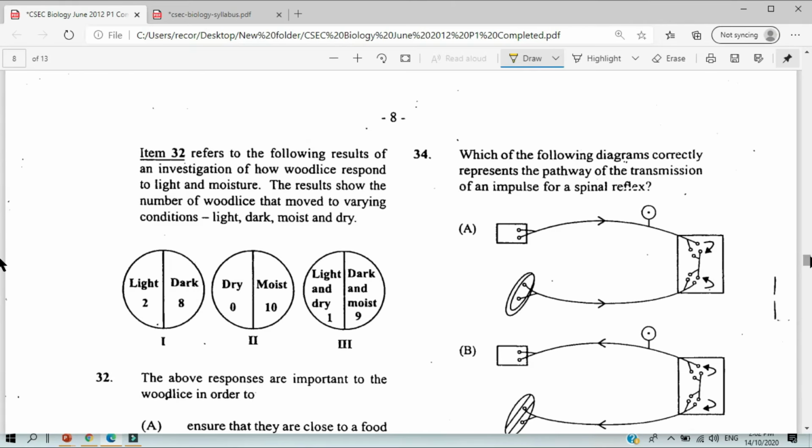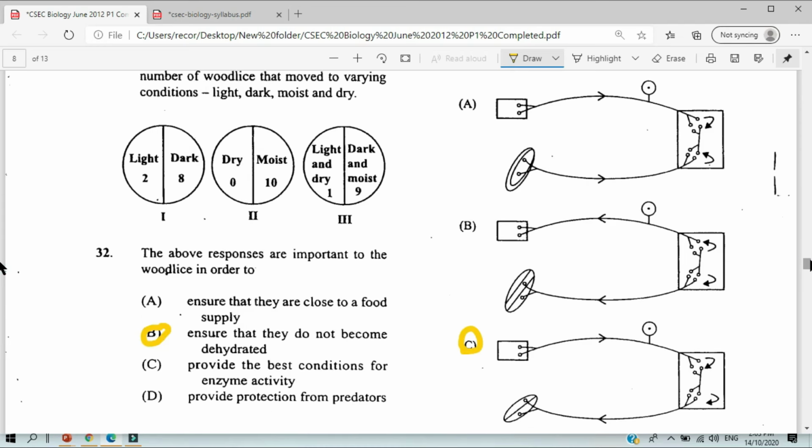Alright, so we move away from question 31 and we are at question number 32. A nice practical question here. It refers to the following results of an investigation of how woodlice respond to light and moisture. Very important to take note, light and moisture. The results show the number of woodlice that move to varying conditions: light, dark, moist, and dry. And there we have the numbers right in front of us. We chose B to be the answer.